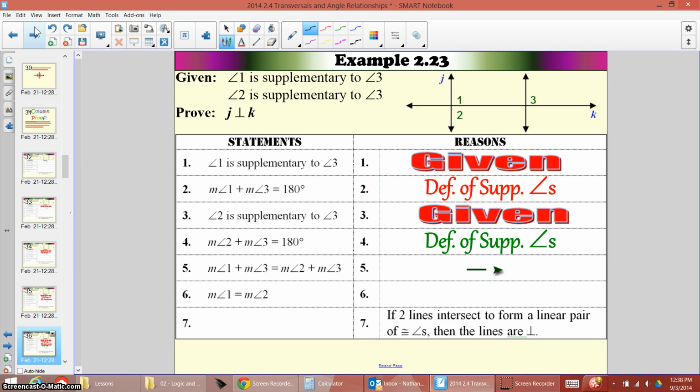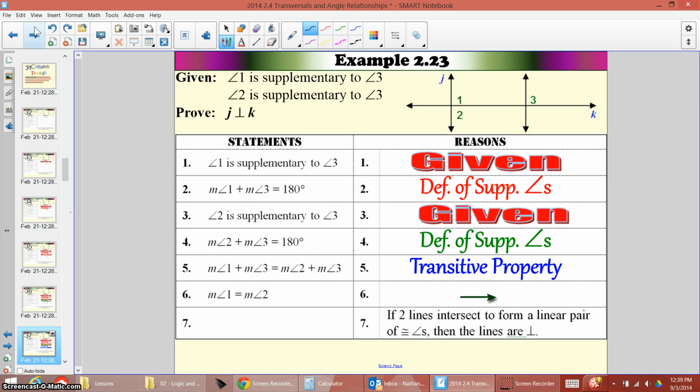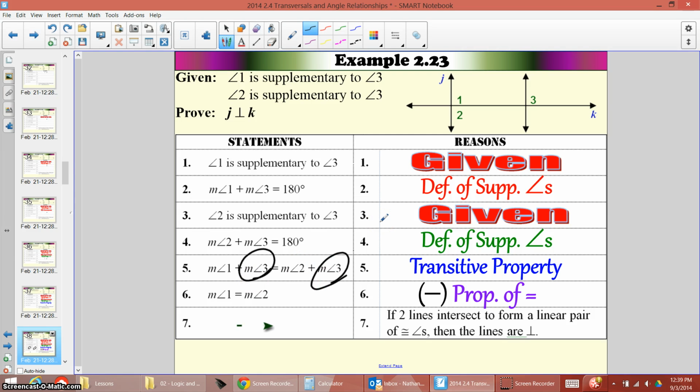Now, this one is where it gets tricky. Measure of angle 1 plus measure of angle 3 equals measure of angle 2 plus measure of angle 3. This comes from the transitive property. Notice how both of these are equal to 180? Well, that means that I can set them equal to each other through the transitive property. Alright, so now we have measure of angle 1 is equal to measure of angle 2 by the subtraction property of equality. I just subtract both of those 3's off from each other, and they go away.